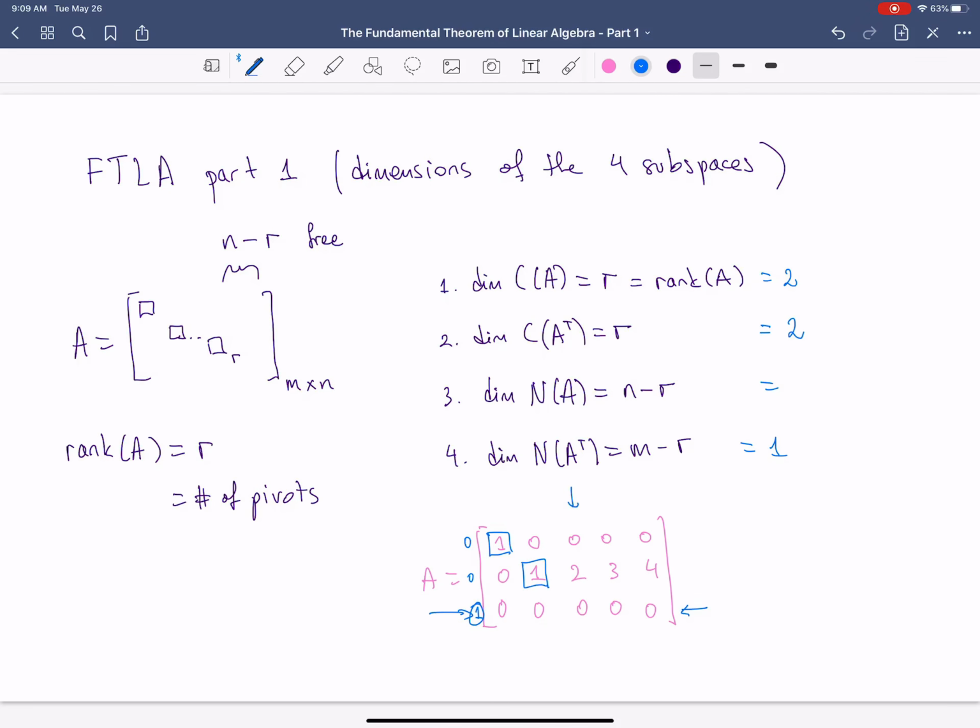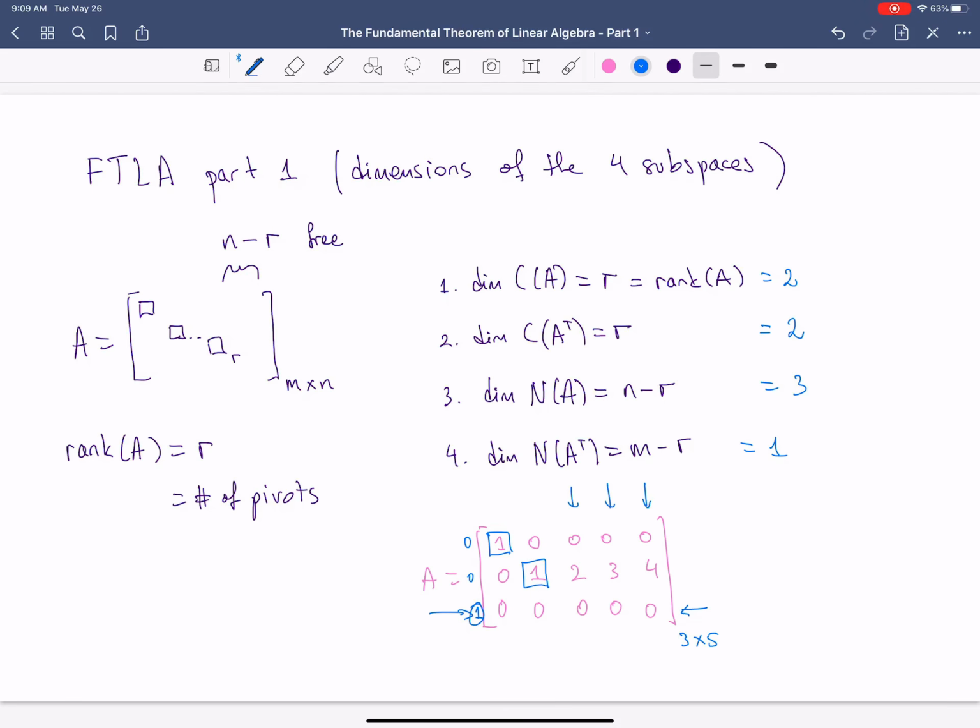Well, I'm counting those columns that do not have pivots. Clearly, there is 3 of them. And for the left null space, as I said, I count those rows that don't have a pivot. Clearly, there is 1 of them. And I didn't have to use the fact that this matrix was 3 by 5.